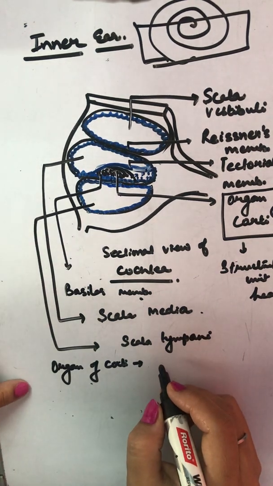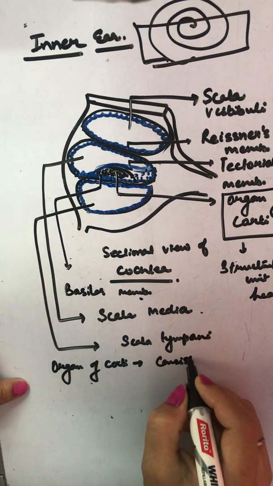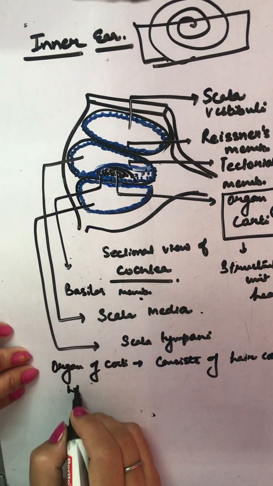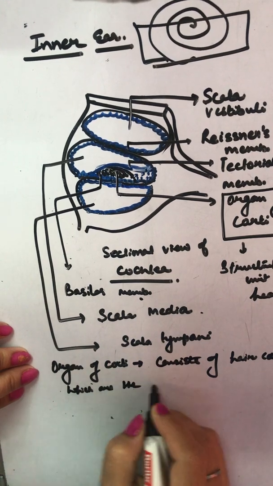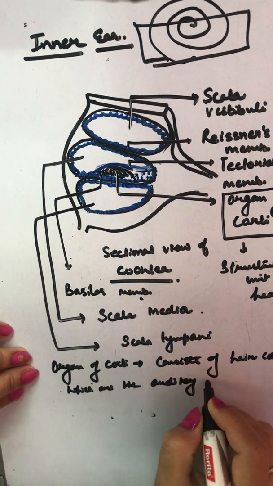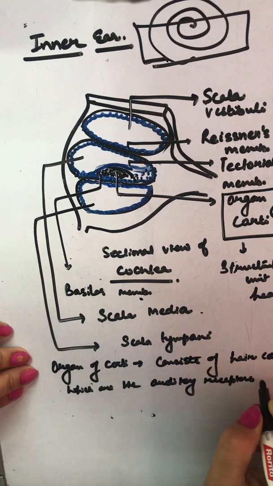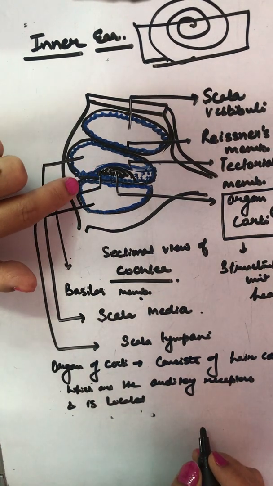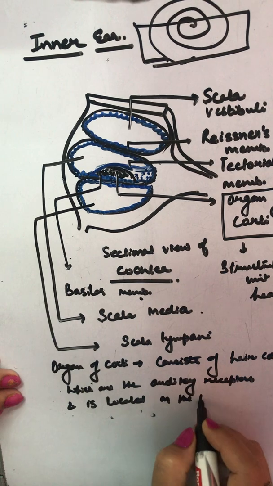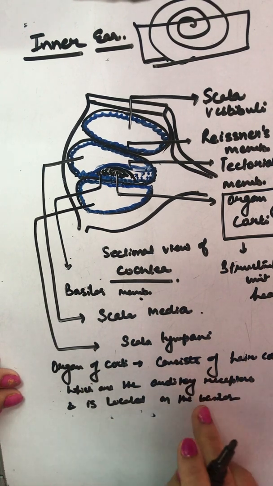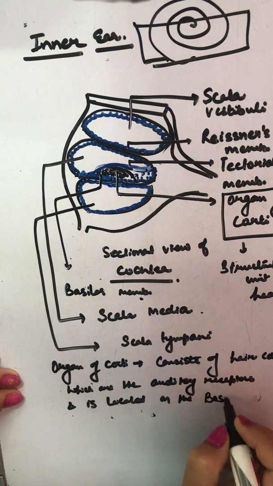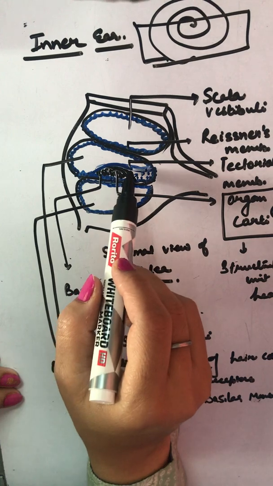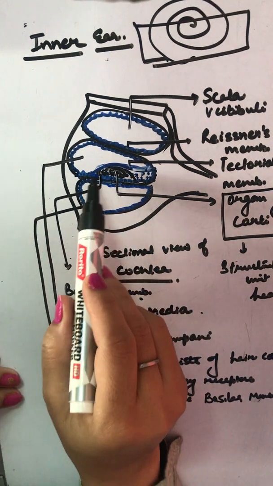It is the structural unit and consists of hair cells, which are the auditory receptors, and is located, where is it located? On the basilar membrane. We have talked about this thin tectorial membrane also, which lies over the hair cells.